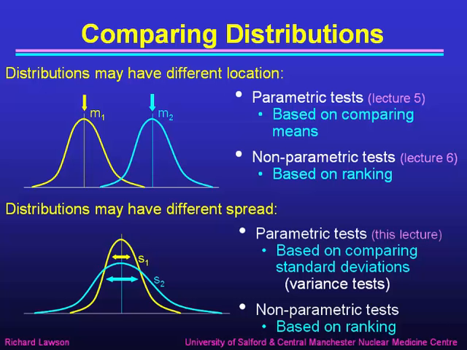Parametric tests for measuring the spread are based on comparing standard deviations. They're often called variance tests because, of course, the variance is just the square of the standard deviation. There are also non-parametric tests based on ranking, and I'll just mention those.